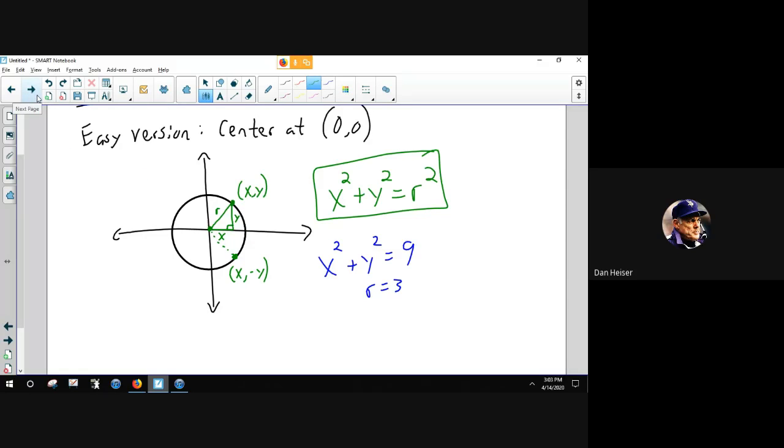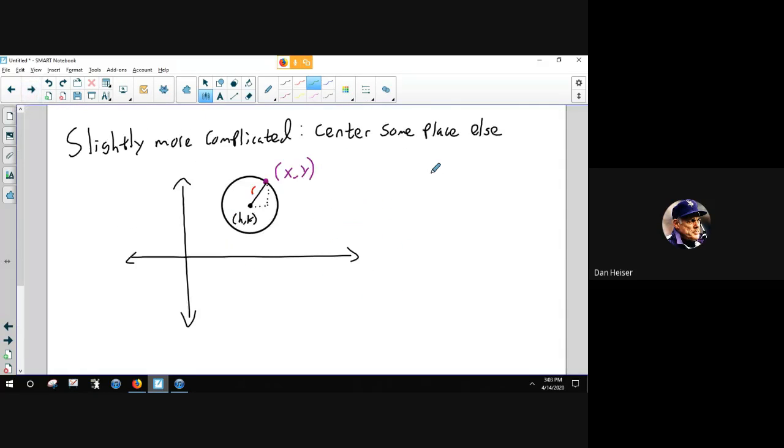Now we're going to crank it up a notch, because not every circle is going to be at 0, 0. So here's a slightly more complicated example. I have drawn a circle somewhere out in space. Still have an origin. The center, though, is here. To make it simpler, I put it in the first quadrant. Here's the center of the circle, which I've labeled H, K. Here's a point on the circle, which I've labeled X, Y.